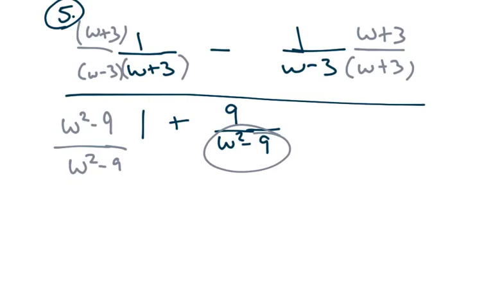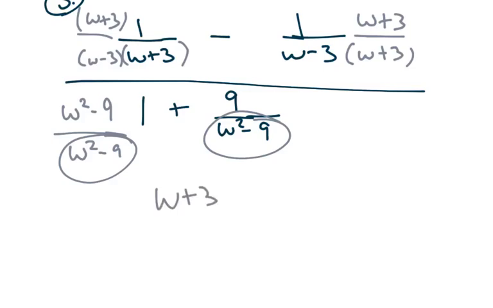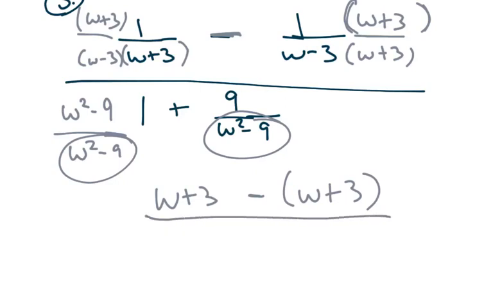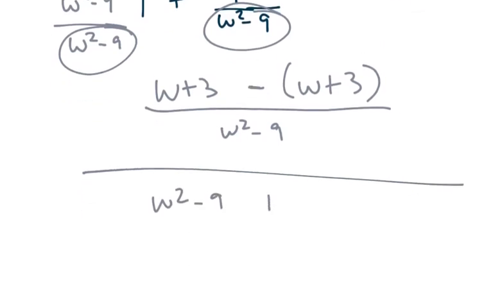I'm going to multiply by w squared minus 9 over w squared minus 9, so that the denominator has the same denominator. So this leaves me with w plus 3 minus, now notice this right here is minus, this is a quantity, so minus parentheses w plus 3, all over, well, all this is over, I want to write it as w squared minus 9. And when we divide the bottom, we're going to have w squared minus 9 plus 9 over w squared minus 9.